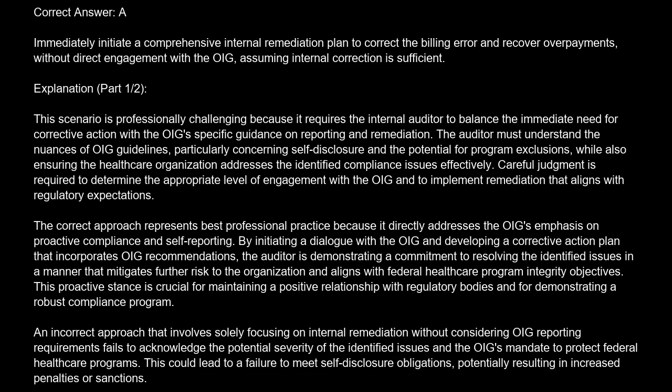The correct answer is A. Immediately initiate a comprehensive internal remediation plan to correct the billing error and recover overpayments, without direct engagement with the OIG, assuming internal correction is sufficient.